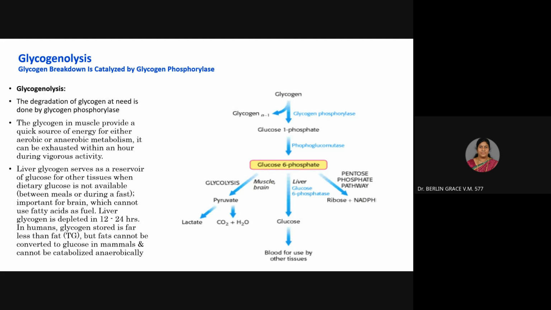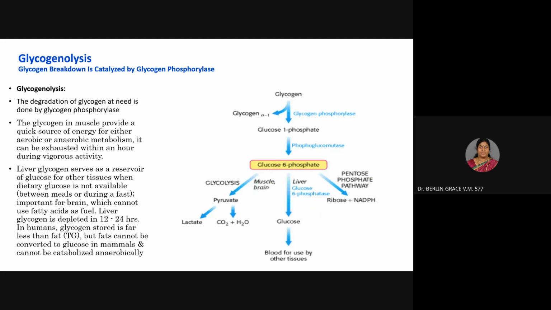The other process, glycogenolysis, is just the opposite. Glycogenesis converts glucose into glycogen, and glycogenolysis is the breakdown of the glycogen at need. It is done by the glycogen phosphorylase enzyme. The glycogen in the muscle provides a quick source of energy for either aerobic or anaerobic metabolism. It can be exhausted within an hour during vigorous activity. Liver glycogen serves as a reservoir for glucose for other tissues when dietary glucose is not available.